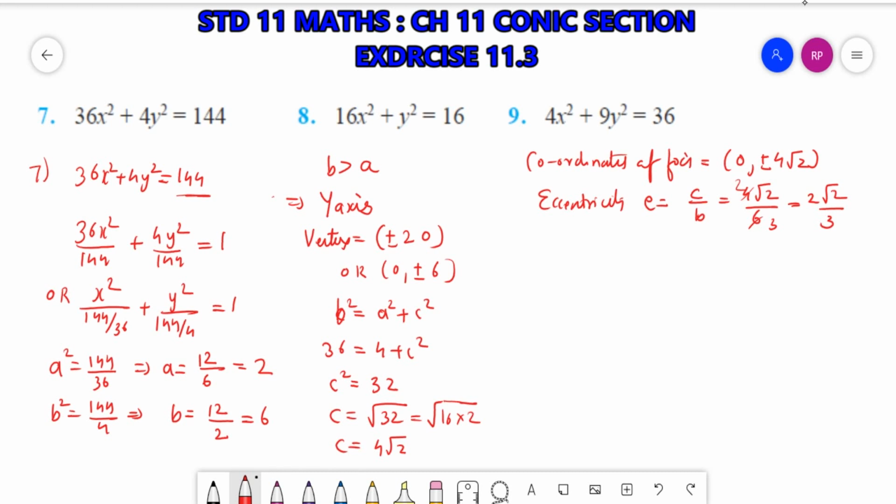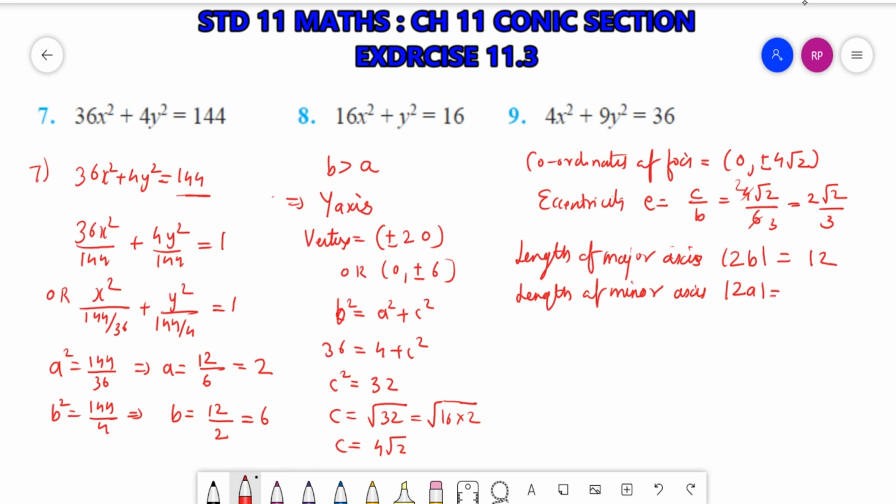Okay. The length of major axis. Now see, as the y-axis is the major axis, it will be 2b. So that will become 2 into 6, 12. Length of minor axis will be equal to 2a, that means 2 into 2, that is equal to 4.